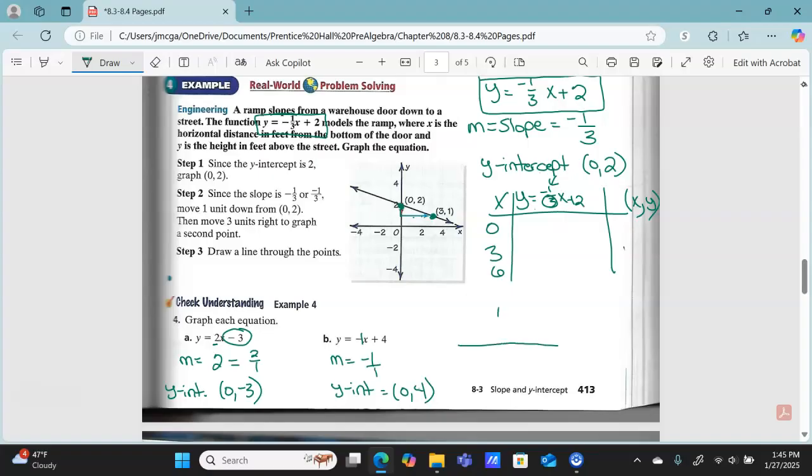So let me graph these real quick for you. So this one, I have a y-intercept of -3, and my slope is up 2 and to the right 1. So that would give me another point, and then I could connect those 2 points with a line. Okay, this one, the y-intercept is 0, 4. The slope is down 1 and to the right 1. Notice I always go to the right. The negative tells me whether I go up or down. And so I could graph using that.